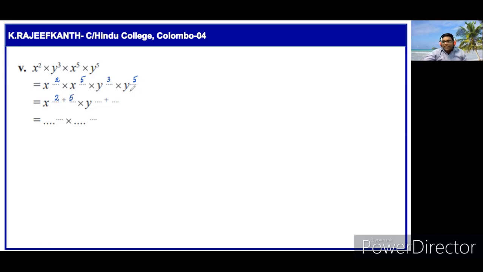Here the last two powers have the same base, so we can add these two indices, y to the power of 3 plus 5. Then x to the power of 2 plus 5 is 7, and y to the power of 3 plus 5 is 8. Then the answer is x to the power of 7 times y to the power of 8. Then the next question.